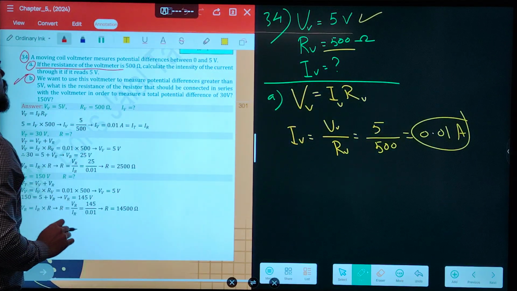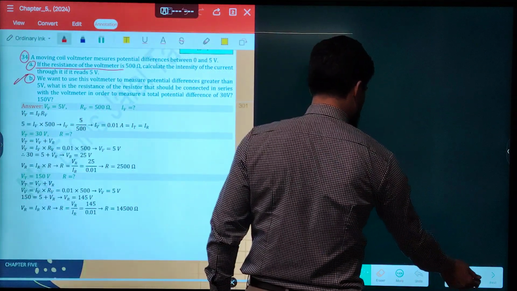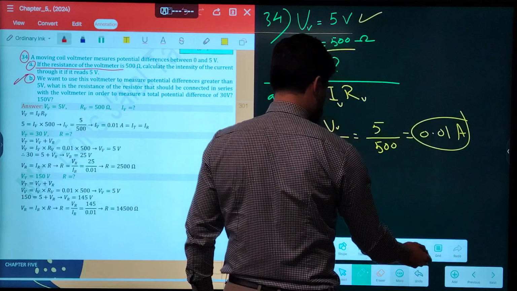Branch B, we want to use this voltmeter to measure potential difference. We want to use this voltmeter to measure what? Potential difference. Guys, look.